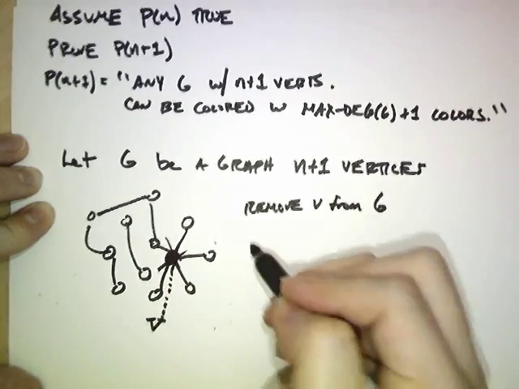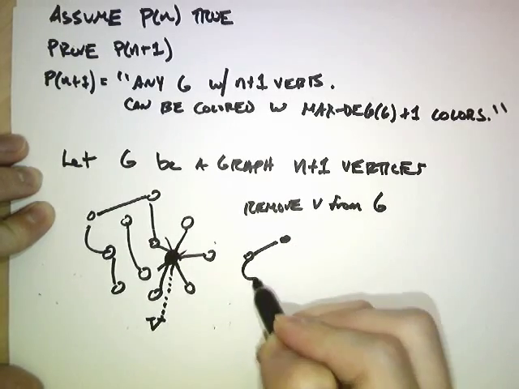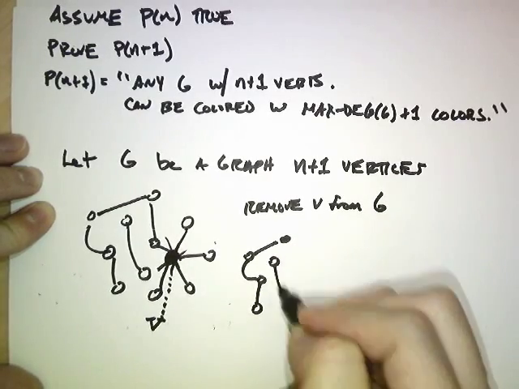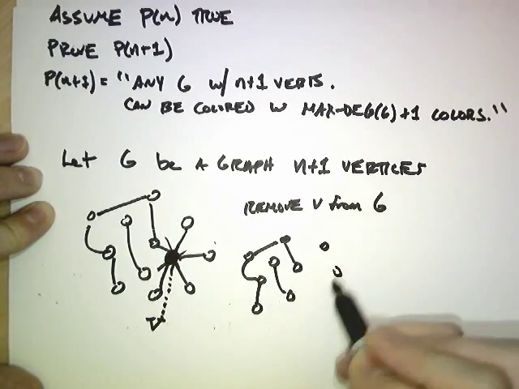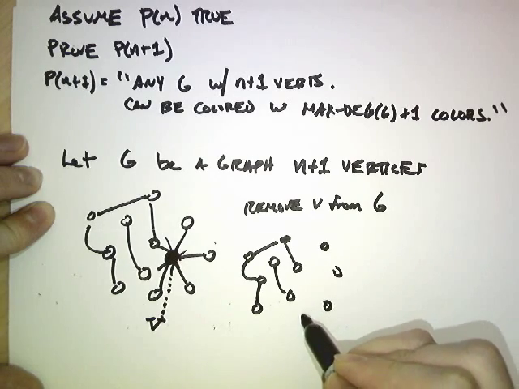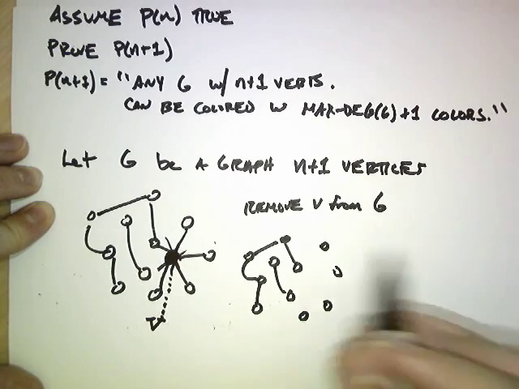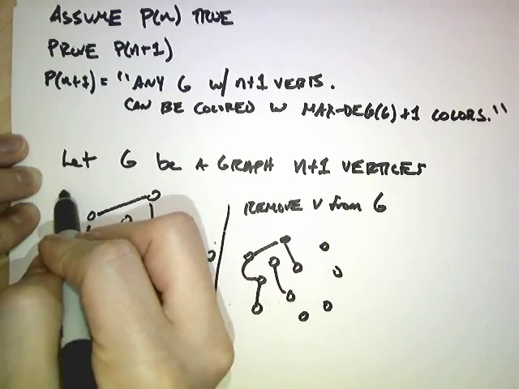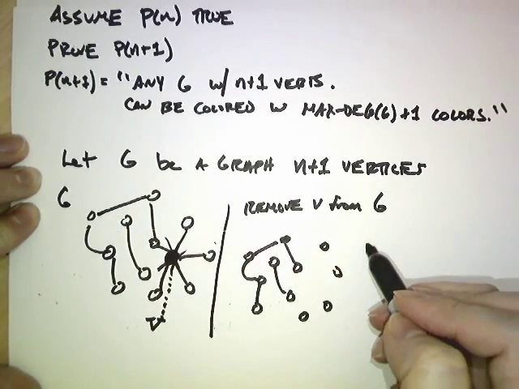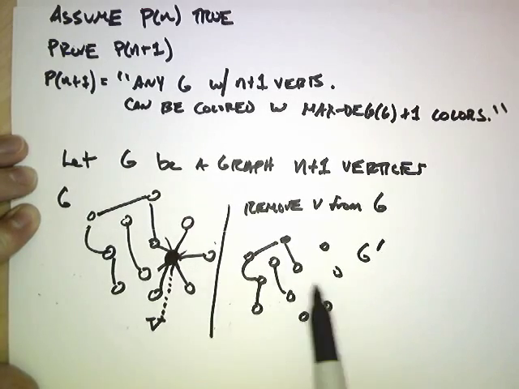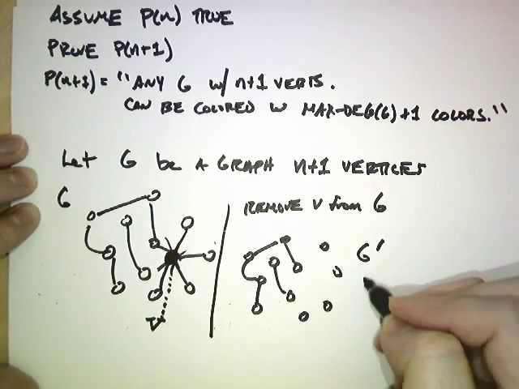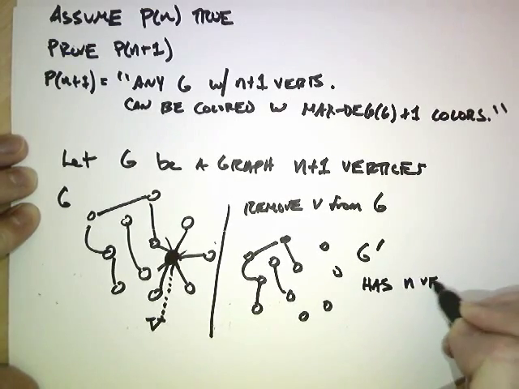What happens when I rip out that vertex? I'll be left with a new graph, which I'll try and draw here, called G prime. So this was G. This graph is G prime. And notice that G prime is G, but I've taken out this vertex here. When you take out a vertex, you remove all the edges that were connected to this vertex. So now I have this graph G prime. Notice that G prime has n vertices.